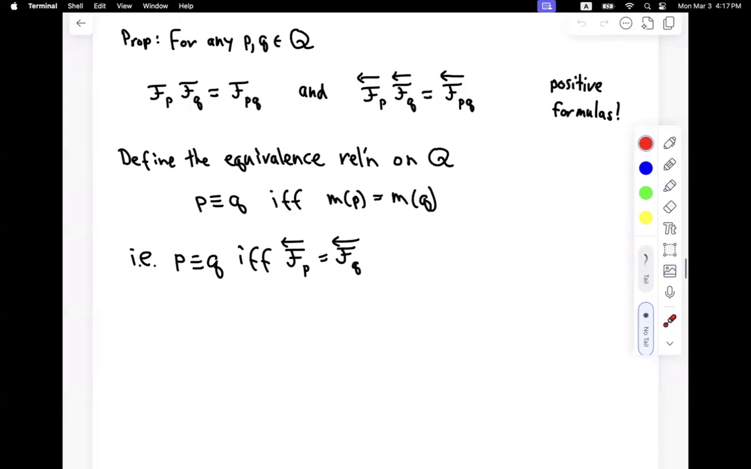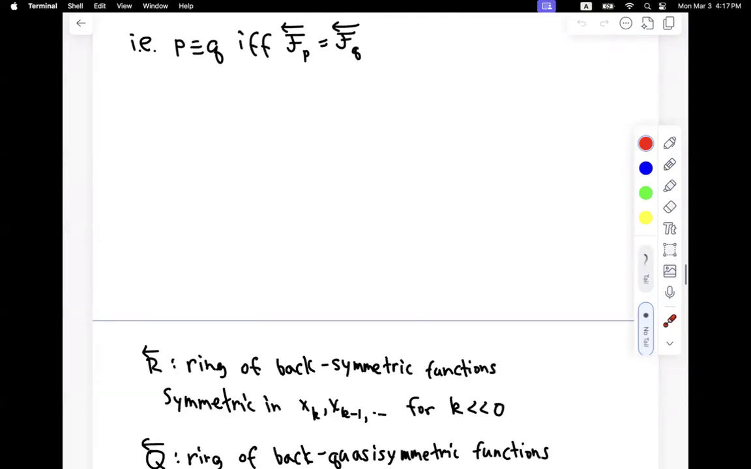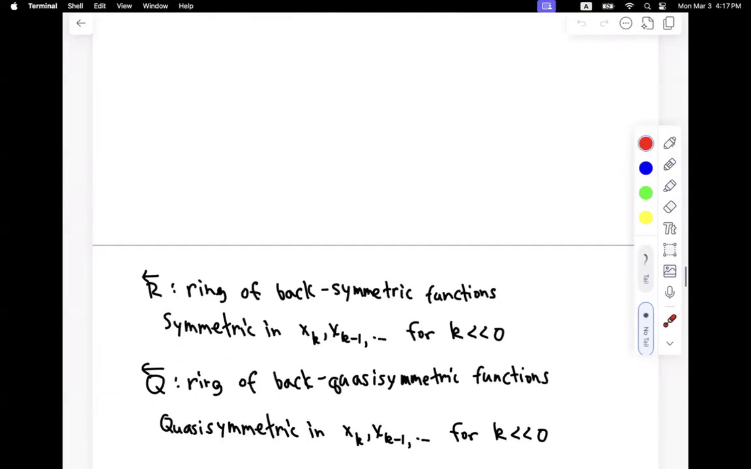Okay, so this is a lot of conventions and formalism, but here's the upshot of it. Let's take these two rings of functions. So R back is the ring of back symmetric functions. And I'm not going to give a formal definition, but essentially this means that if you go back enough in variables, then it ends up being symmetric in x sub k minus 1, x sub k minus 2, etc. And Q back is the ring of back quasi-symmetric functions. And these end up being functions that if you go back far enough are quasi-symmetric, so invariant under shifts of the variables, like shift from one variable to a different one.